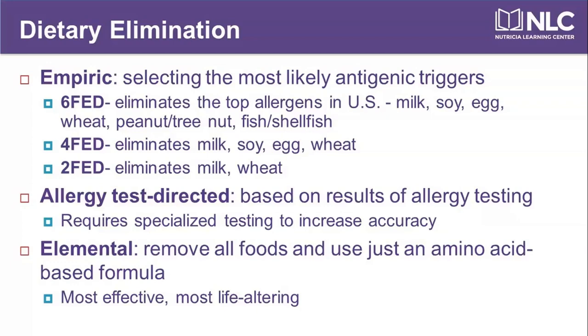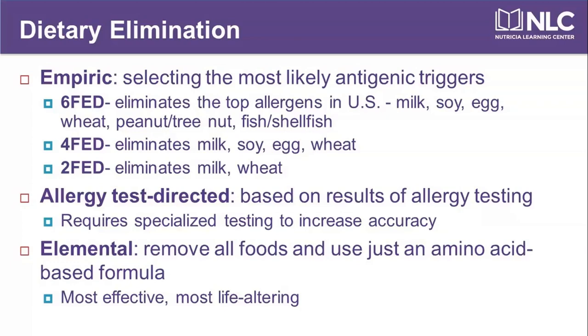Subsequently, people have looked at doing a little bit less restrictions. 4-food elimination diet usually refers to a combination of milk, soy, egg, and wheat. 2-food, milk and wheat. And so there are different ways that you can do it, although the effectiveness of that approach may vary depending on the number of foods that you eliminate up front, and the more restricted diets tend to be a little bit more effective up front.